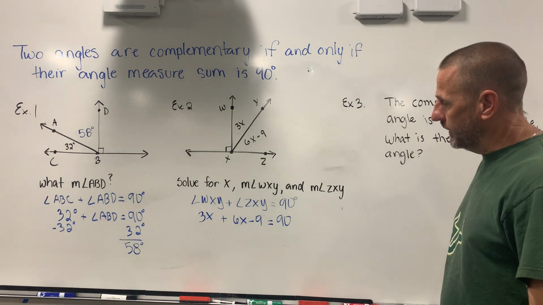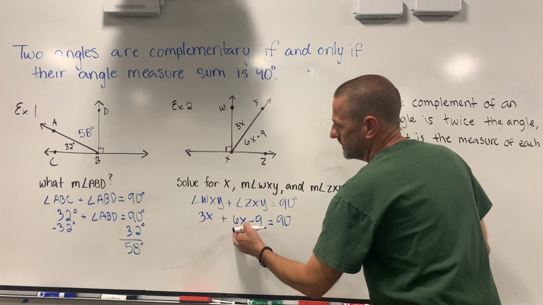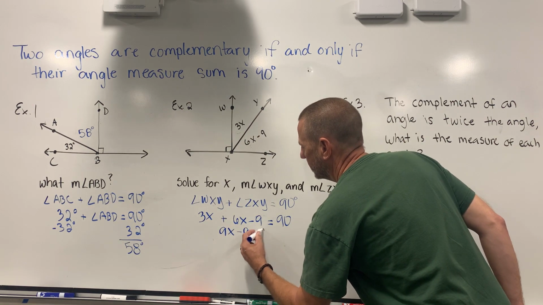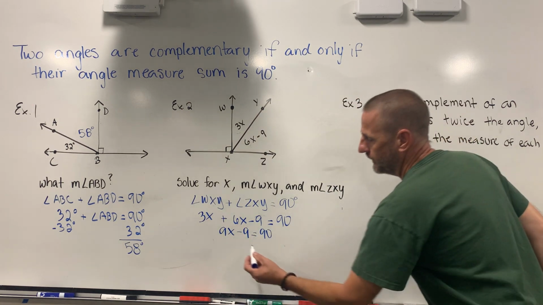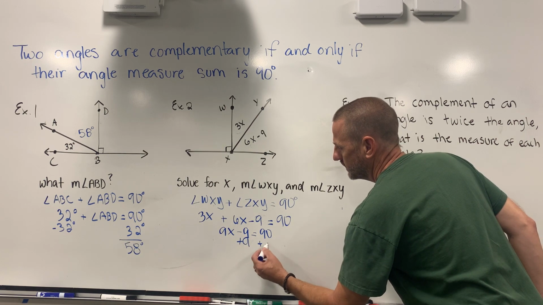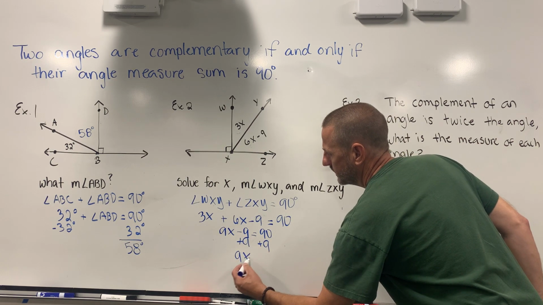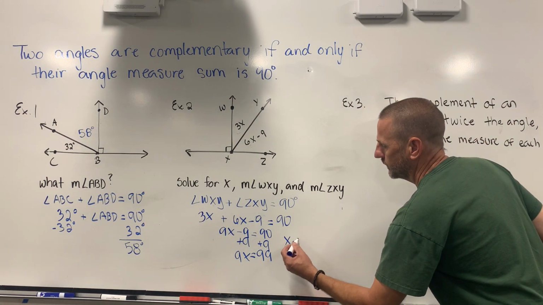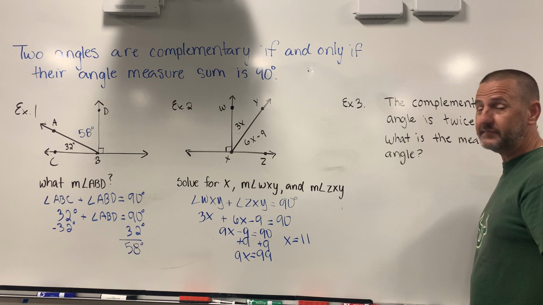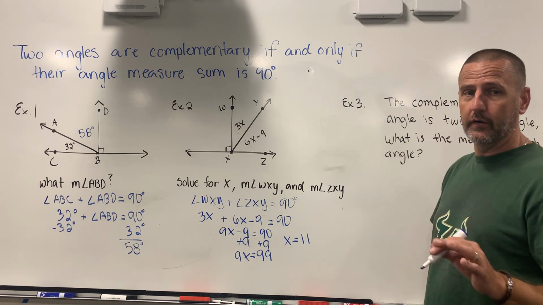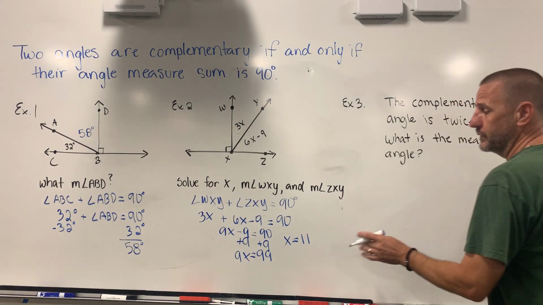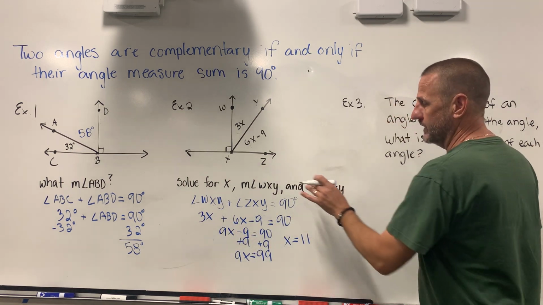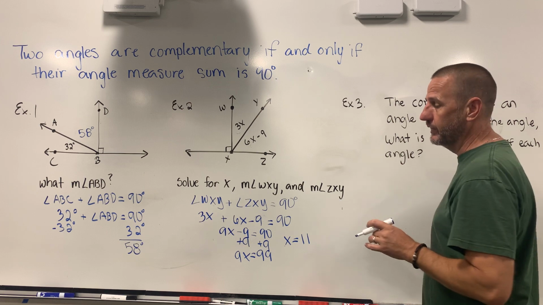So let's do a little bit of collecting like terms. So 3x and 6x makes 9x minus 9 equals 90. And then if I add 9 to both sides, 9x equals 99. That tells me that x is equal to 11. And that's great. Algebra teachers everywhere are impressed. However, this is geometry, so I'm going to need to take this a step further, and I need to plug this in and get some of the measurements, because that's what I'm really looking for.